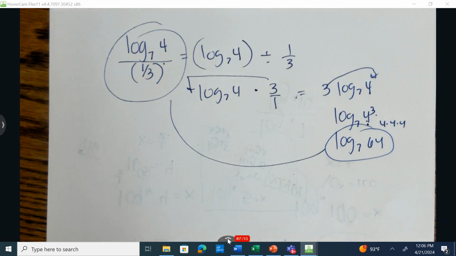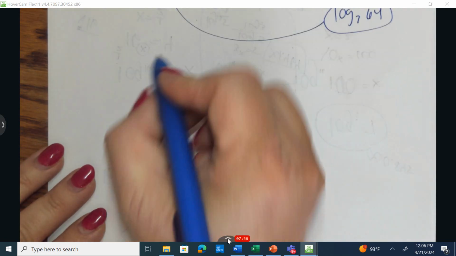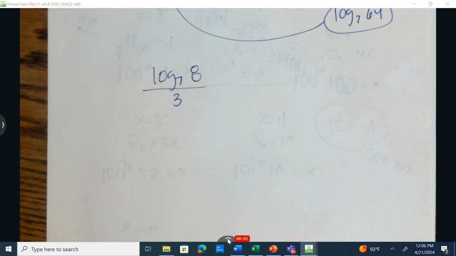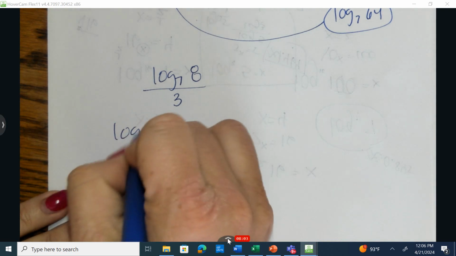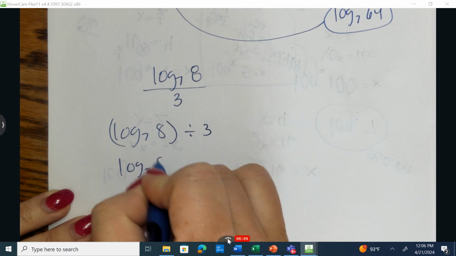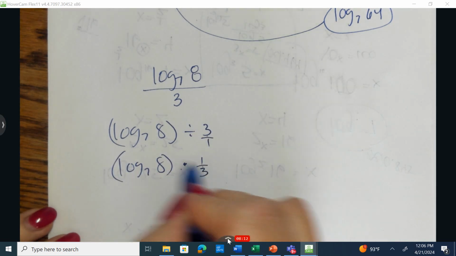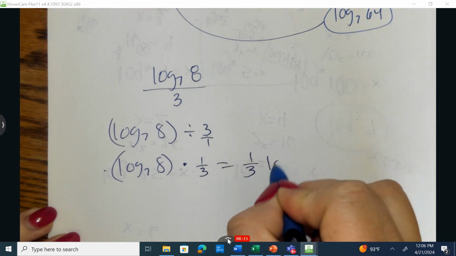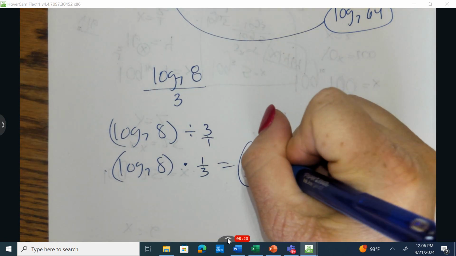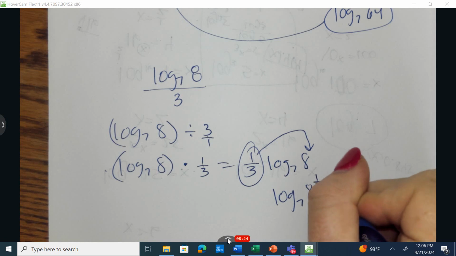You do want to know these for what we're going to move into, so make sure you are writing these down. Let's look at another one. This next example is log base 7 of 8 divided by 3, so slightly different. So log base 7 of 8, I'm going to divide it by 3. I'm going to turn division into multiplication and multiply by the reciprocal. So 1/3 is going to go in front: 1/3 times log base 7 of 8. Now that coefficient in front is going to go right up top as an exponent: log base 7 of 8 to the 1/3.